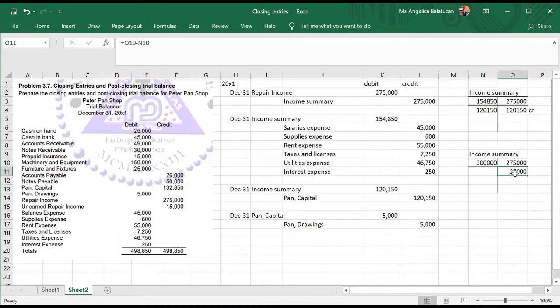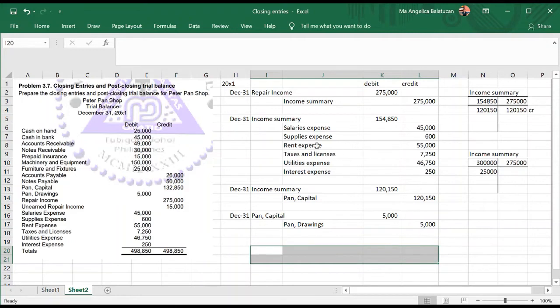So there's a difference of 25,000, but that's debit balance. So in this case, since debit balance siya, the entry would not be this one. So the entry would be PAN, capital, and then credit, income, summary. And that would be 25,000. Okay, so instead of debiting income summary, you're going to credit that if the income summary balance is debit.